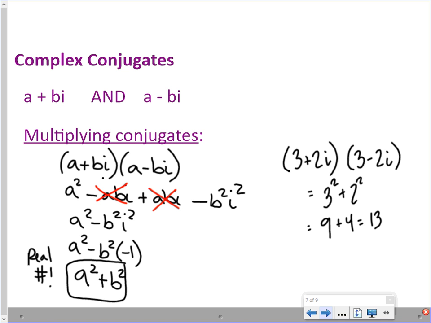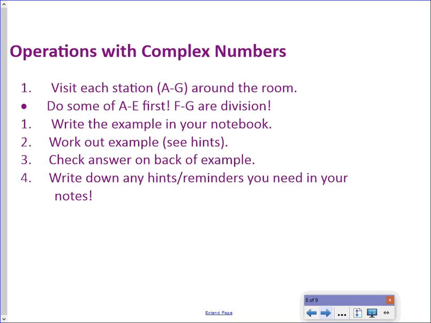So what I'm going to ask you to do for the rest of the period is take your notebook, consider this part of your notes. You're going to go around to the stations in the room, and you're going to try to do a few of those examples. Now, I would say try to do some of A through E first. So A and B are adding and subtracting. C, D, and E are all multiplication. And then F and G are division. So I wouldn't start with division. I'd do an addition and subtraction or some multiplication and then try division.